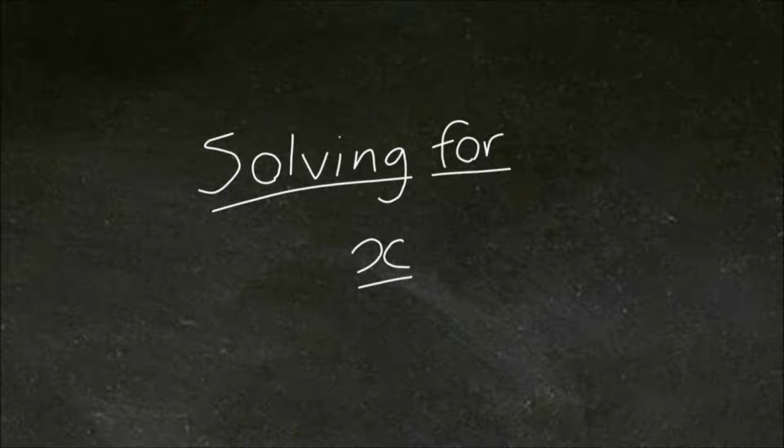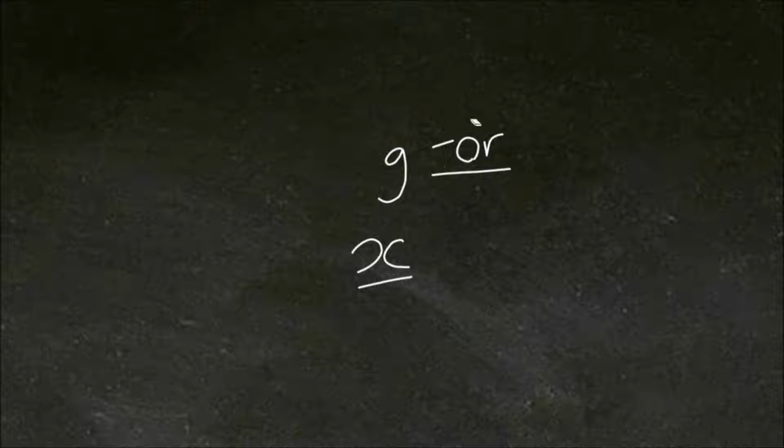Today I'll be talking about solving for x. Start with a simple example: 3x equals 24. So what we want is x by itself on the left. So we want to get rid of that 3. And to do that, we want to divide both sides by 3.